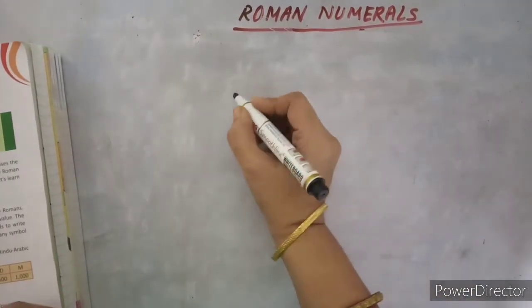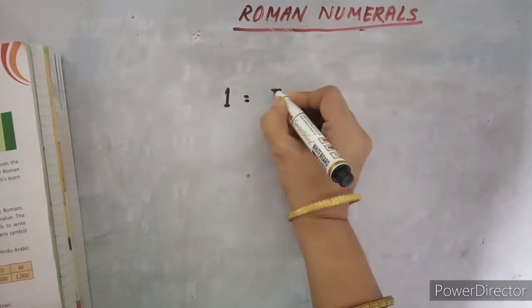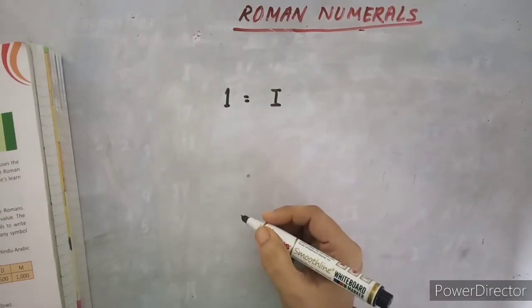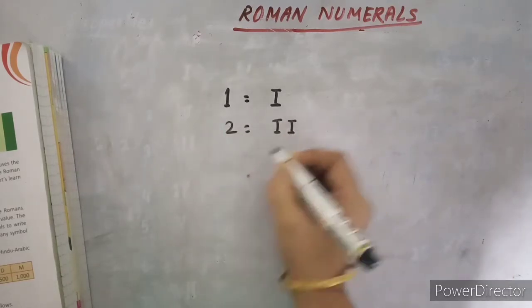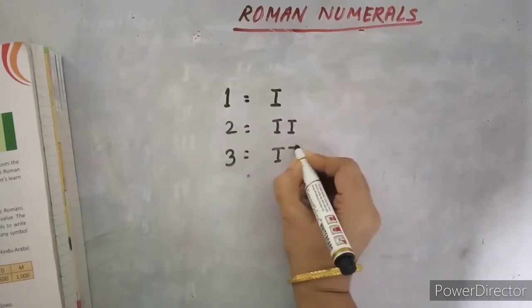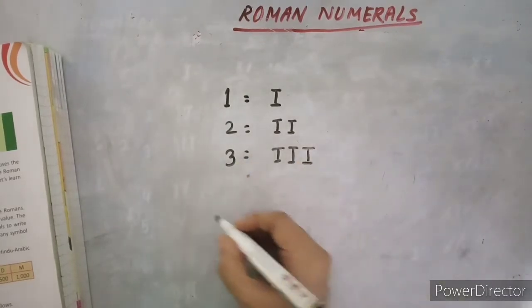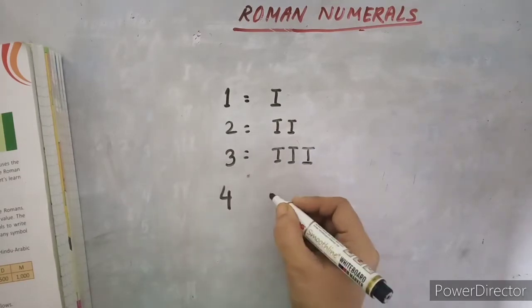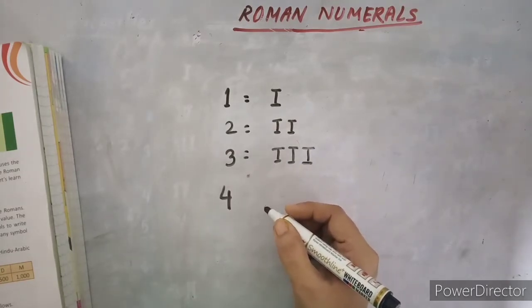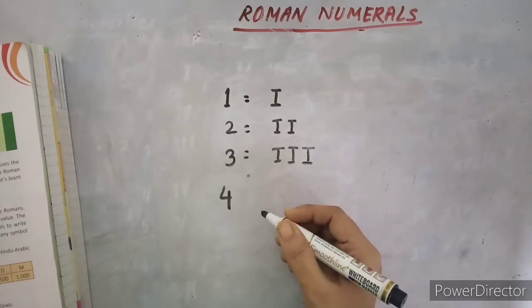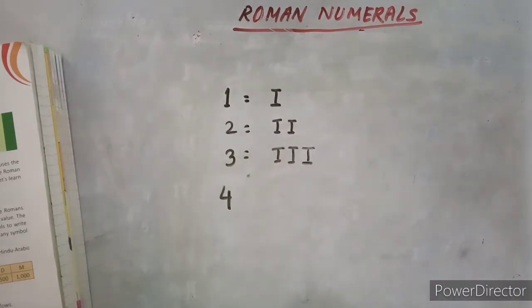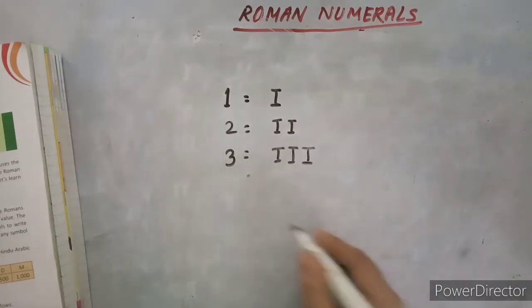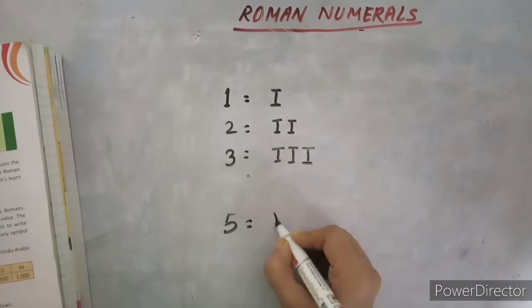Now if you are writing 1, okay, so you are using I, then what I said is you cannot use the symbol more than 3 times. Okay, so up to this 2 you are writing 2, and then for 3 you are writing 3 I's. Okay, so for 4 you can't use 4 I's. Okay, so the Roman numeral has already the symbol for 5. Okay, so what was the symbol for 5? Symbol for 5 was this.